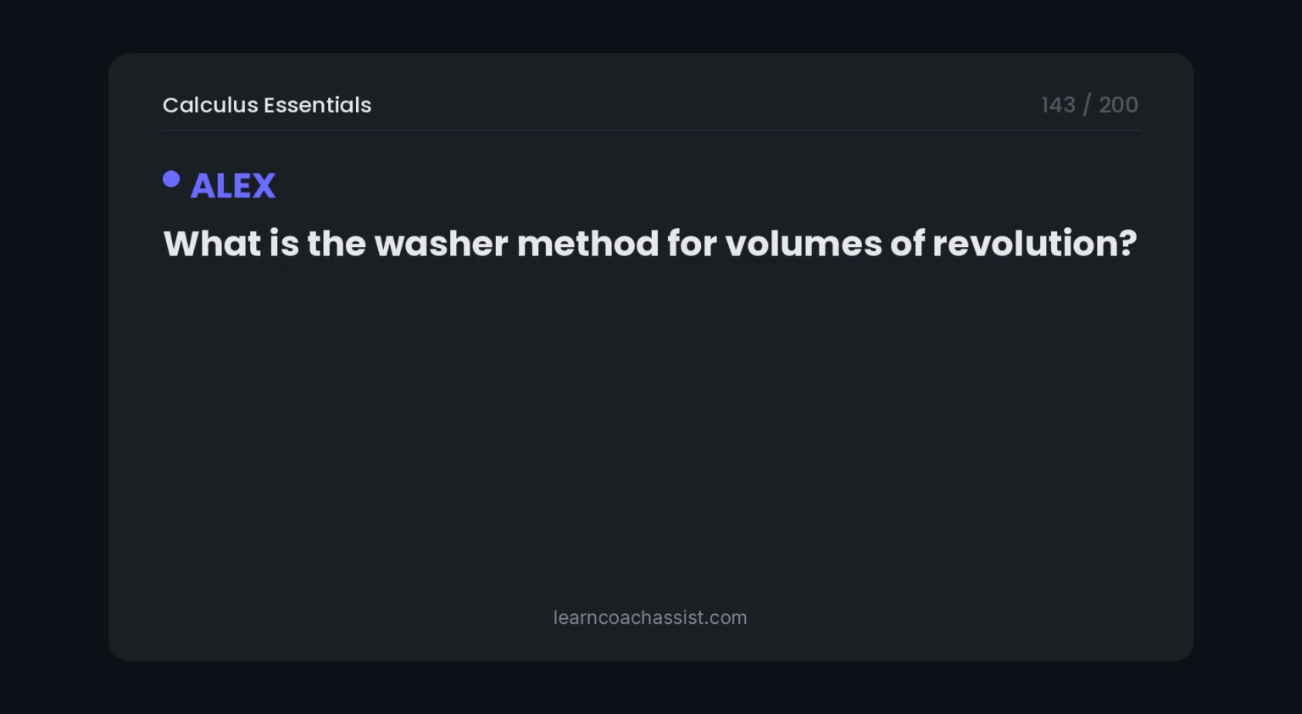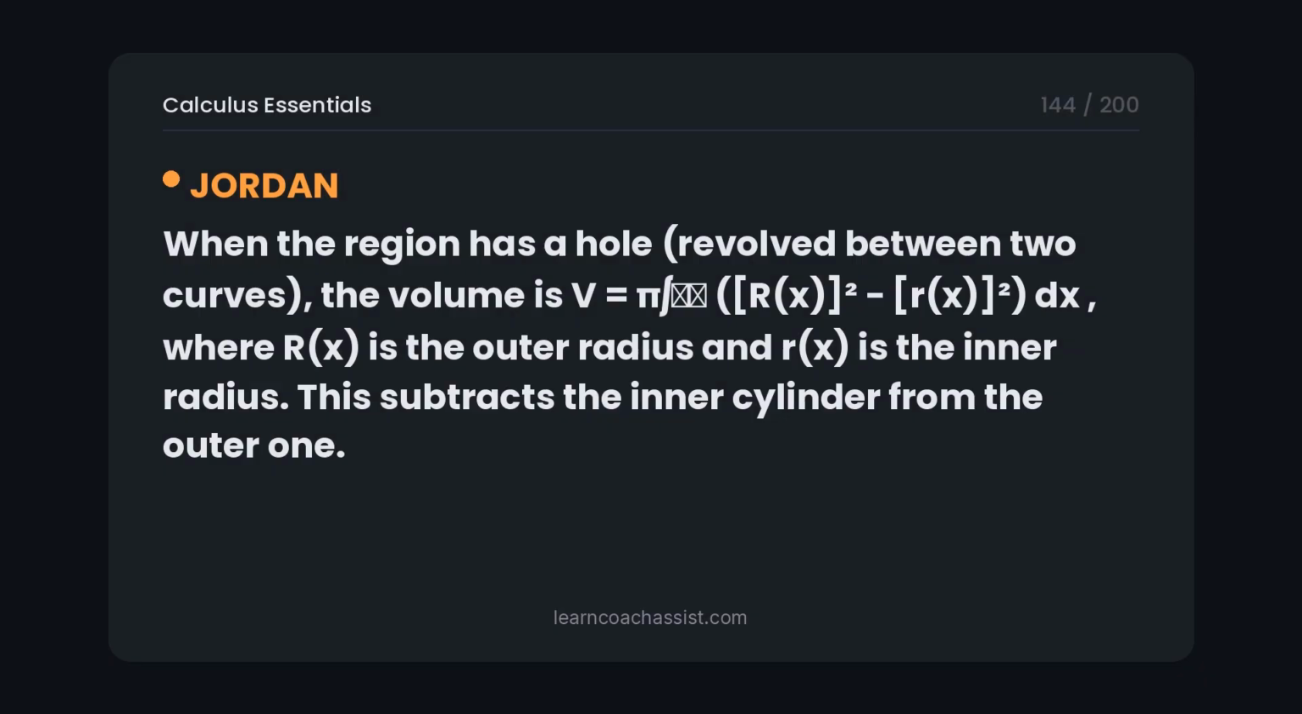What is the washer method for volumes of revolution? When the region has a hole, revolved between two curves, the volume is V = π∫([R(x)]² − [r(x)]²) dx, where R(x) is the outer radius and r(x) is the inner radius. This subtracts the inner cylinder from the outer one.